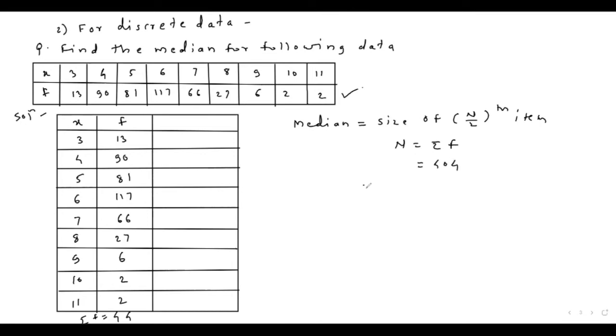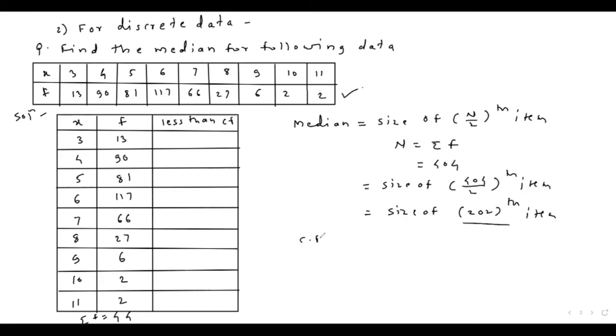So the formula is size of 404 divided by 2 th item. So that is nothing but size of 202nd item. Okay. So how can I find the 202nd item? We can prepare a column with name less than cumulative frequency, less than CF. Over here CF is nothing but cumulative frequency.